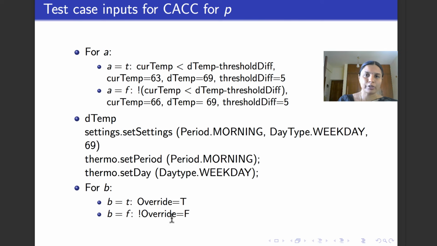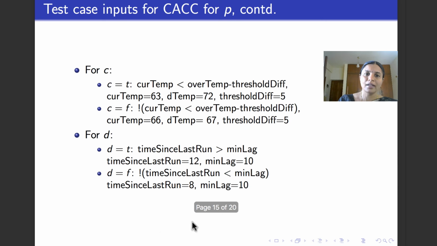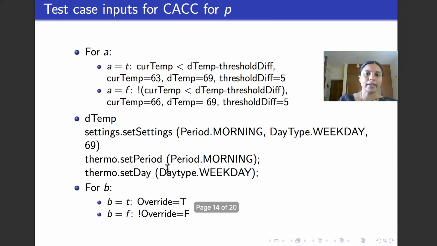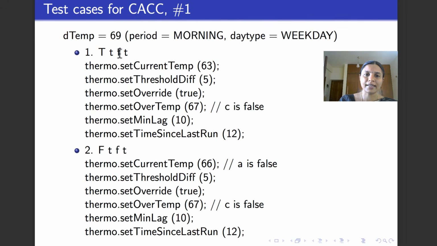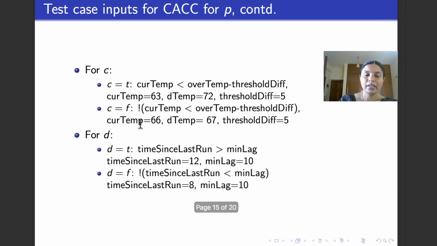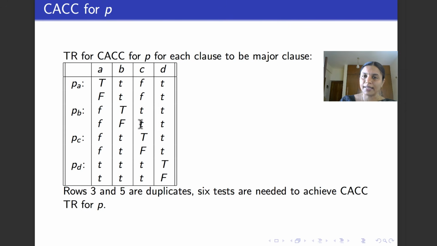B is very simple because it's just this Boolean variable override. Similarly for C is this clause. I give values for current temperature, desired temperature, and threshold difference to make C true once, false once. Similarly for D. So once I have this, I go back to this table. For every row in the table, A true, B true, C false, D true, here is the test case. Read this as A true, B true, C false, D true in order A, B, C, D. Here is a test case. This is the complete test case for the first row in this test requirement for CACC.